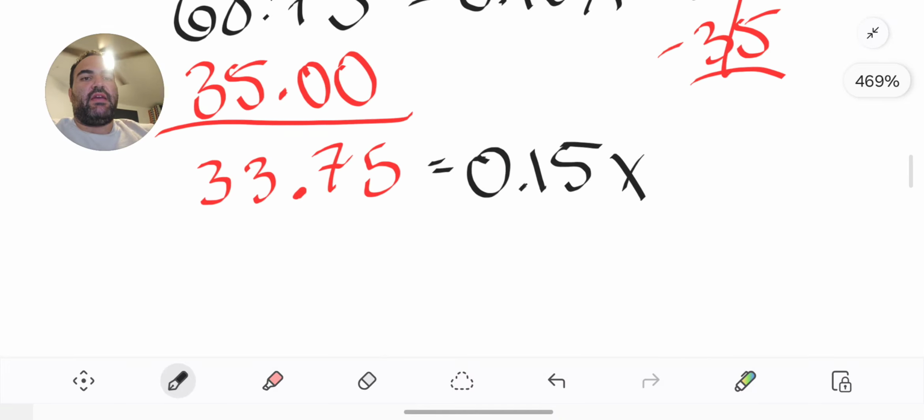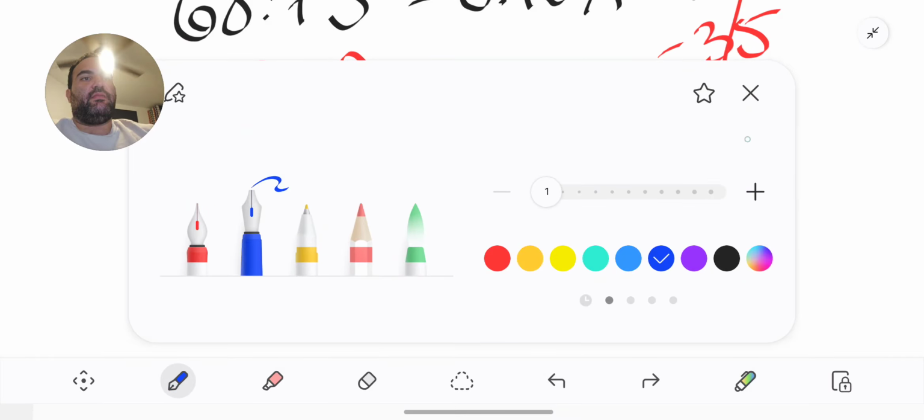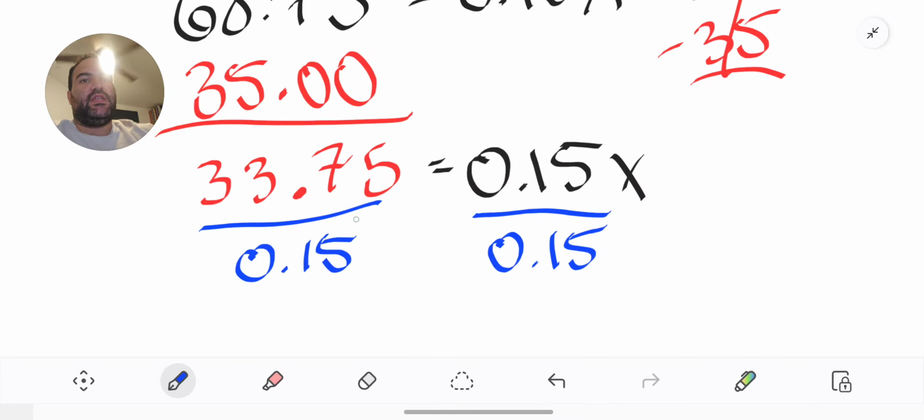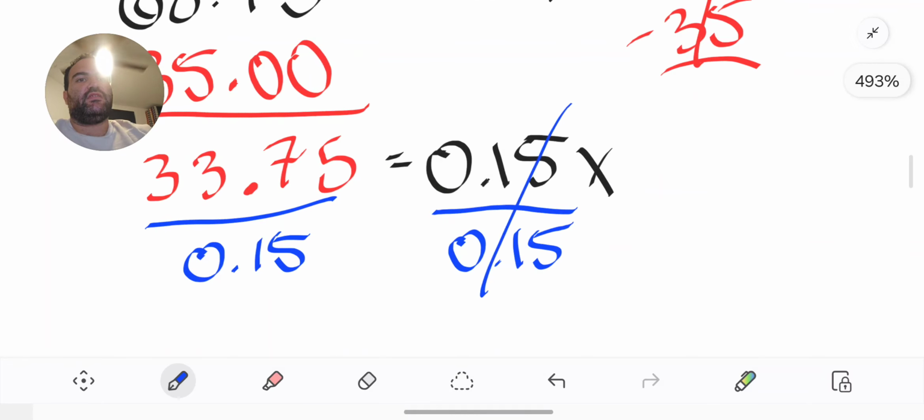The last step to get rid of that, if it looks really small and like that's all we have, the next step is to divide by the number that's with the x. The whole thing, even if it was negative, you would divide the negative. So I'm going to divide both sides by 0.15. That cancels. This looks like a pain in the butt, but you know, ASVAB, you got to do everything by hand. This is one of those times.